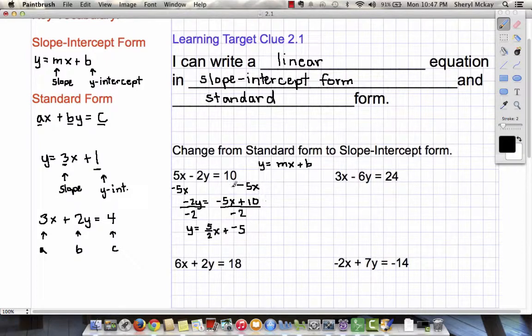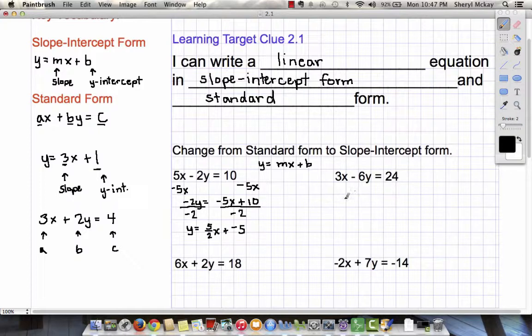And now I have just taken my line that was in standard form, 5x minus 2y equals 10, and I've converted it to slope-intercept form, which is y equals 5 halves x plus a negative 5, or you could write it minus 5. See how I did that? All I did was I just moved things around and I isolated the y. Why don't you, well, let's do one more.